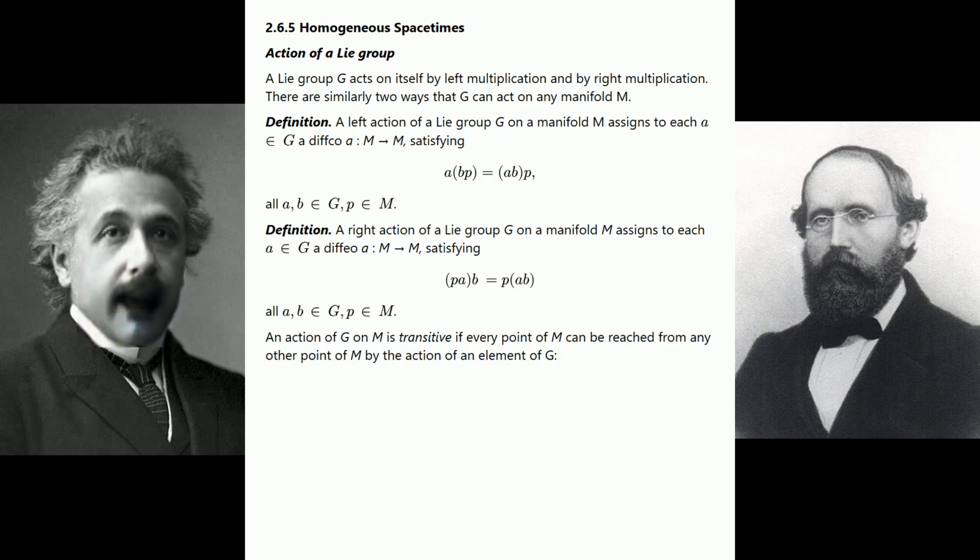Definition. A left action of a Lie group G on a manifold M assigns to each A that is a member of G a diffeo A: M → M satisfying the equation shown, for all A, B that are members of G, and P a member of M.